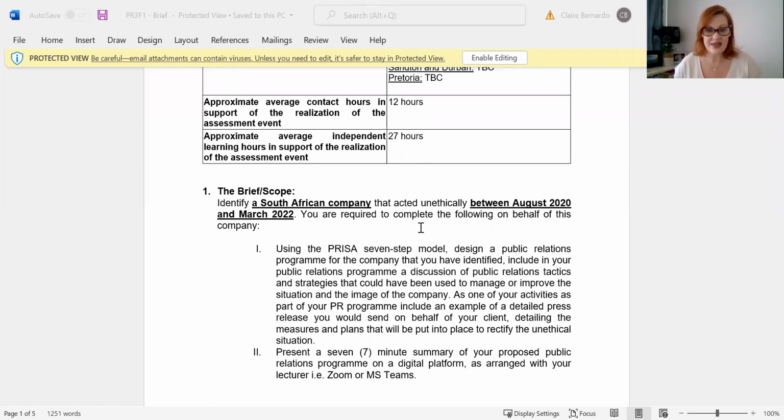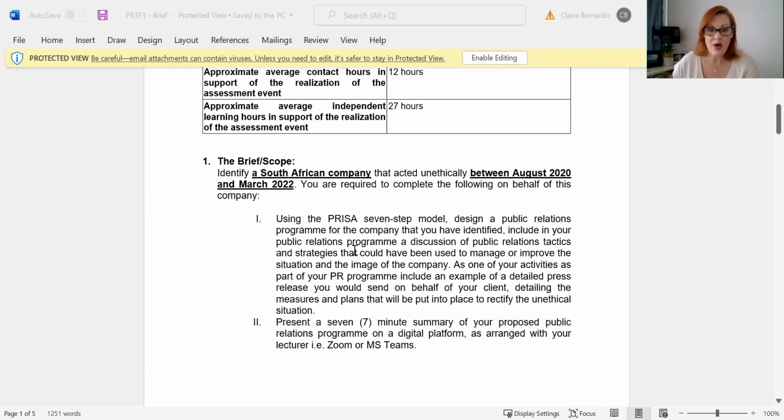So identify a South African company that acted unethically between August 2020 and March 2022. So you've got to go online, you've got to do research, and you've got to find a company that's operating in South Africa that did something unethically between this timeline, August 2020 and March 2022. Then you are required to complete the following using the PRISA 7-step model. So we know how to put a PRISA 7-step plan together now.